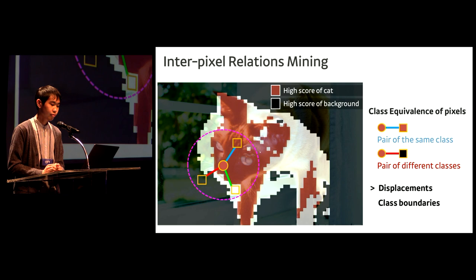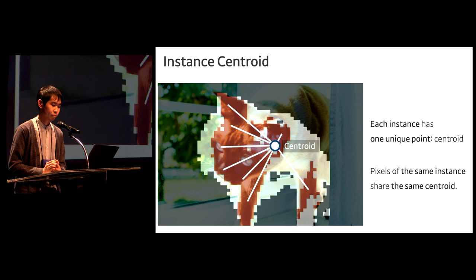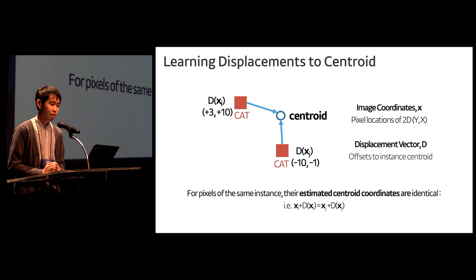We are talking about displacement to instance centroid coordinates. Suppose that there is a centroid for each instance. An instance only has one unique centroid, and all pixels of the same instance share this centroid coordinate. For each pixel, we have a displacement vector, which we can add to the coordinates of the pixel, and we can obtain the coordinate of the centroid.